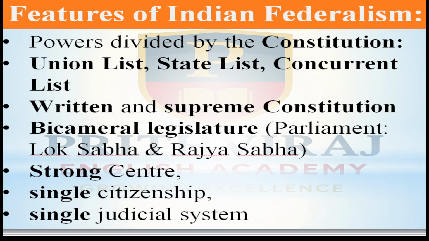I hope you are understanding my point. Union List, only the union government can make laws. State List, only the state government can make laws. Concurrent List means both the state government and central government can make laws. For example, education is an example of the Concurrent List. Police comes under the State List, because every state has different police rights. So like that. Next, written and supreme constitution.